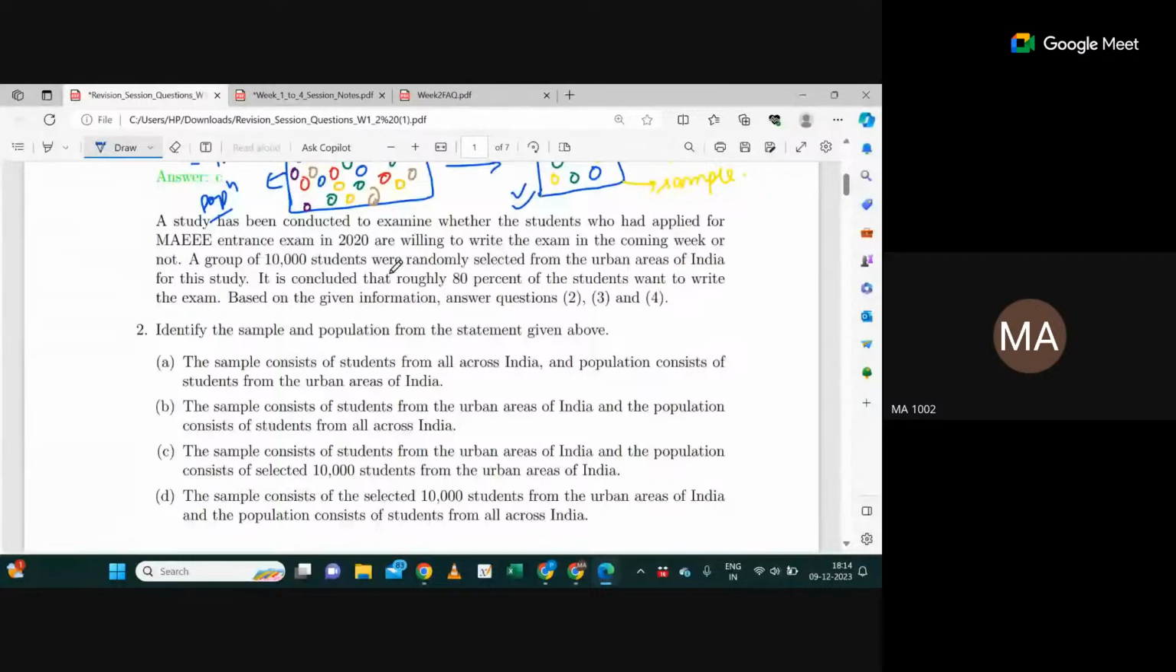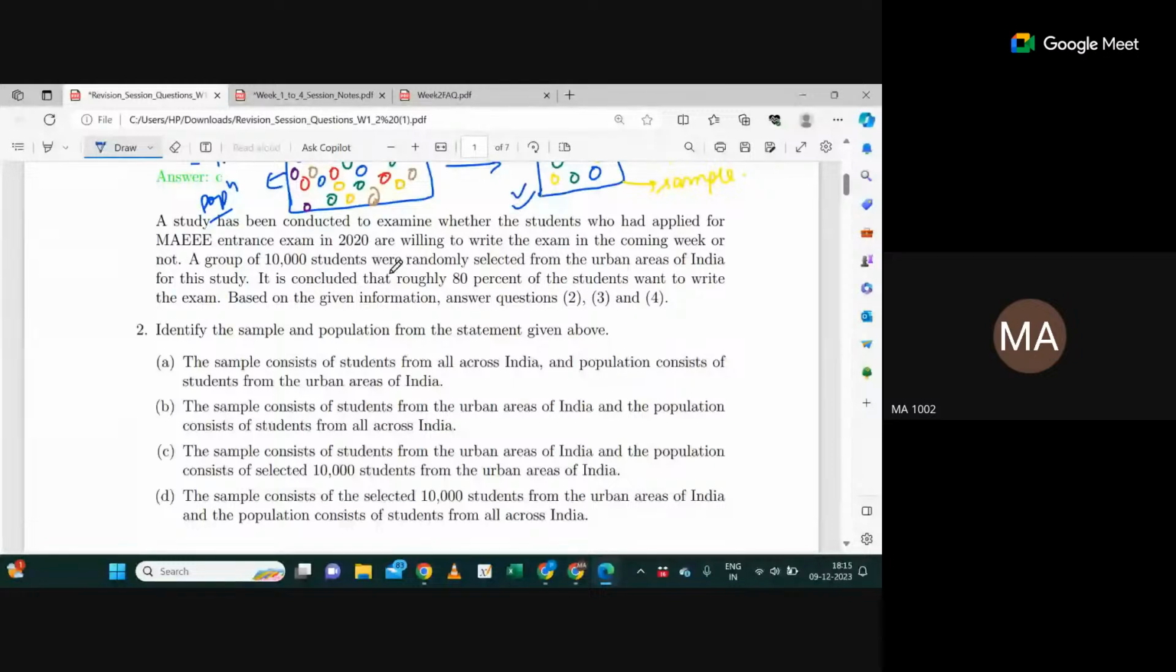So the next question is: a study has been conducted to examine whether the students who had applied for the MA Triple E entrance exam in 2020 are willing to write the exam in the coming week or not. A group of 10,000 students were randomly selected from the urban areas of India for this study. It is concluded that roughly 80% of the students want to write the exam. Based on this information, we have to answer the following questions, question numbers 2, 3, and 4.